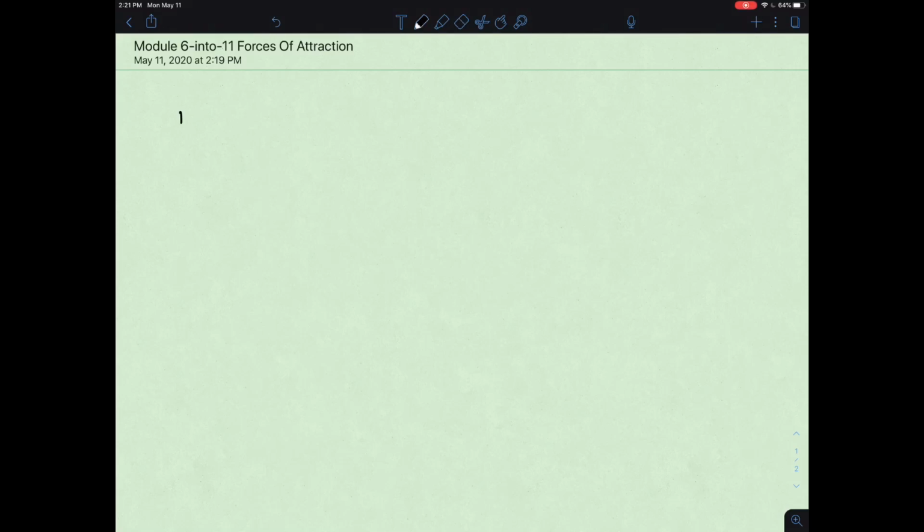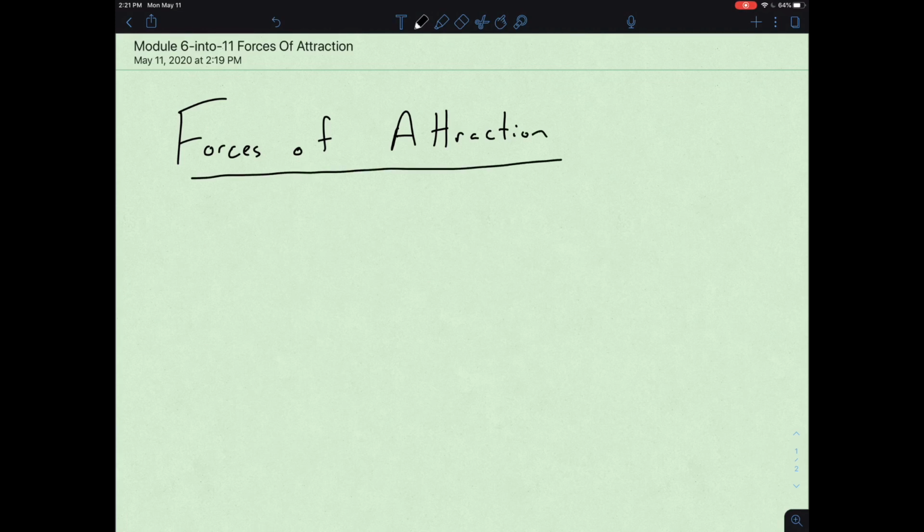So now we want to get into forces of attraction. We've talked a lot about molecules, drawing molecules, putting molecules together. And we've also talked about this idea of polarity, molecules that have molecular dipoles and molecules that don't have molecular dipoles. And that's what's really important here and going forward into this notion of force of attraction.